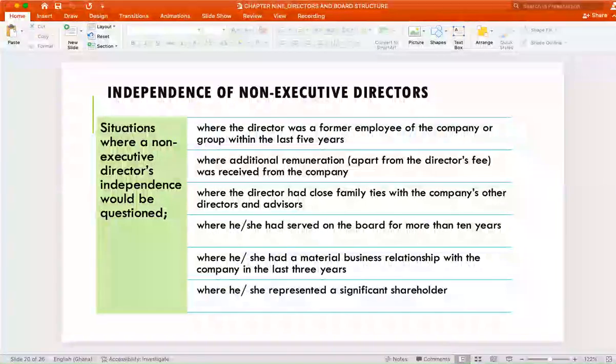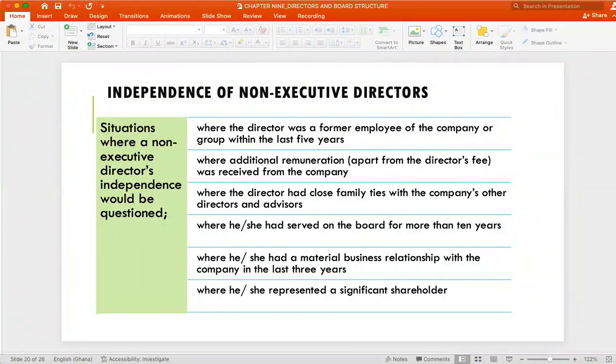The logic is that you become too familiar with the executives, and so you will not be able to keep them in check as much as possible. And also, if you were doing some bad things as a director, you could continue on that route for as long as 10 years. So to be an independent director, you shouldn't be on the board for more than 10 years.